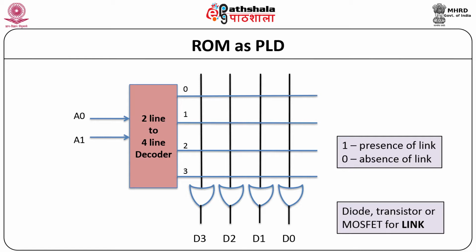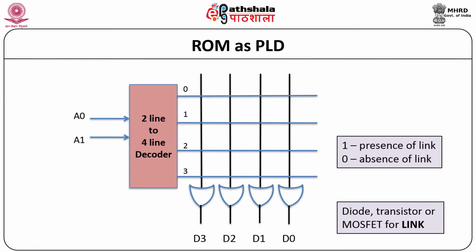Let us understand the internal logic of 4x4 ROM. It consists of 4 words of 4 bits each. To access 4 locations, we have to use 2 input lines. The address can be 00 to 11 for the ROM. The 2 inputs are decoded into 4 lines with the help of a 2 line to 4 line decoder. Each output of the decoder represents a memory address.